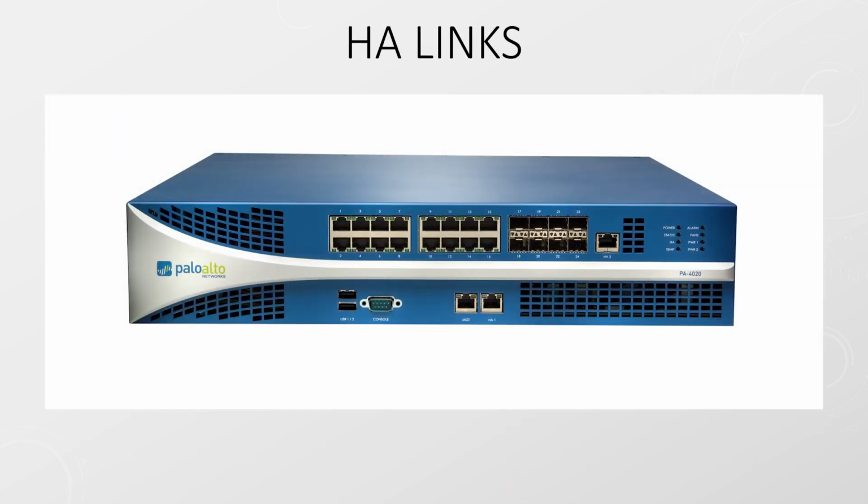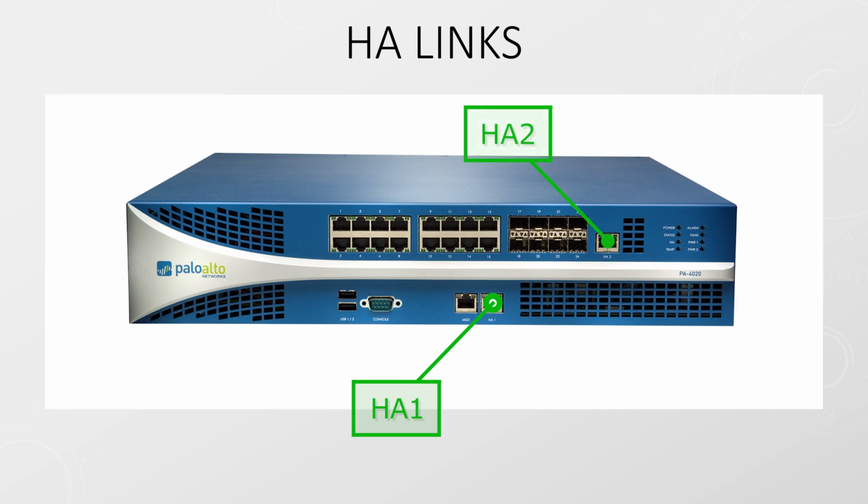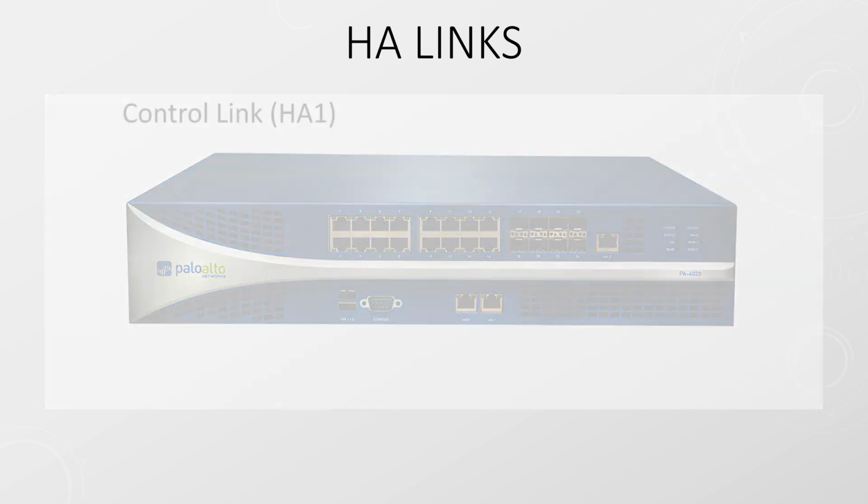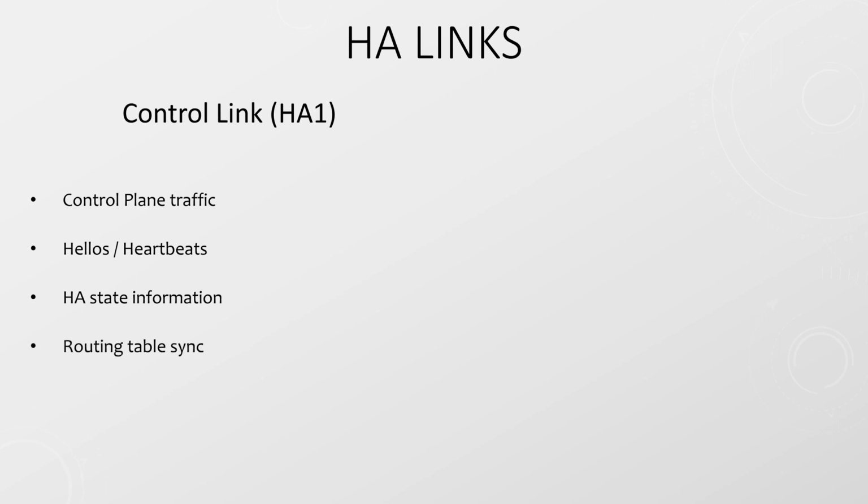When configuring an HA pair, it is mandatory to configure a few special links between the two firewalls. Most Palo Alto firewalls come with dedicated ports for this. In this model, we have the dedicated HA1 and HA2 ports. HA1 is called the control link. This exchanges control plane type traffic between the two firewalls. This includes heartbeat messages, HA state information, routing table synchronization, and user ID.